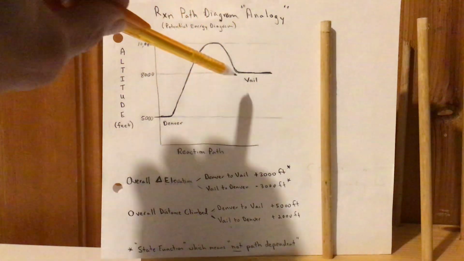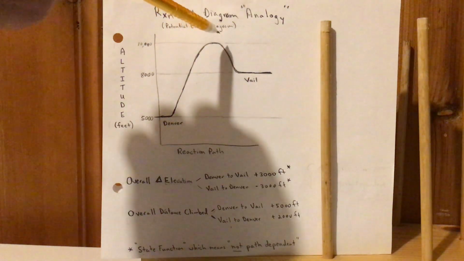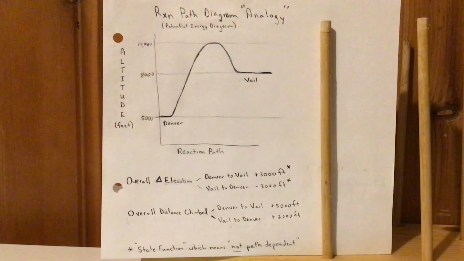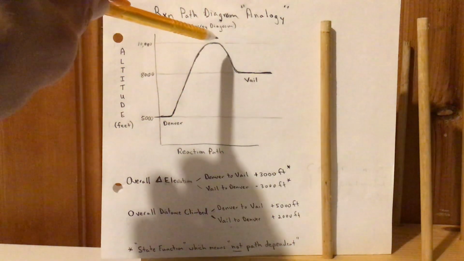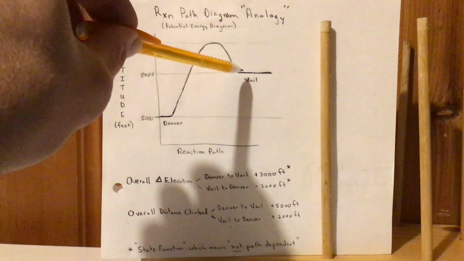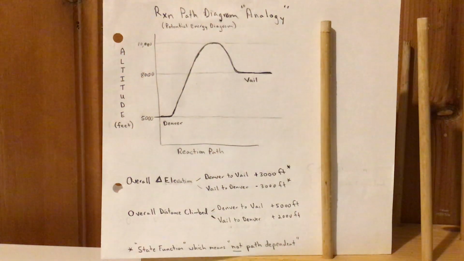In the reverse direction, I can't just coast onto Denver. I have to get up over this hill. I have to climb from 8,000 to 10,000, which would be 2,000 feet, and then I could coast back down right to here. So again, the height of the hill in this direction going left to right would be plus 5,000. The height of the hill going from right to left would be plus 2,000.